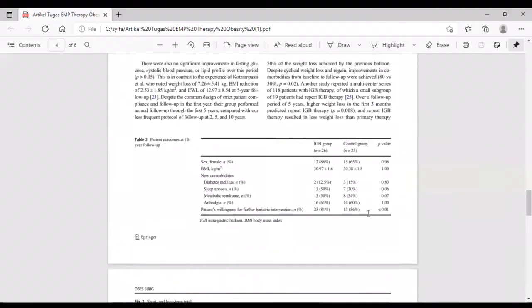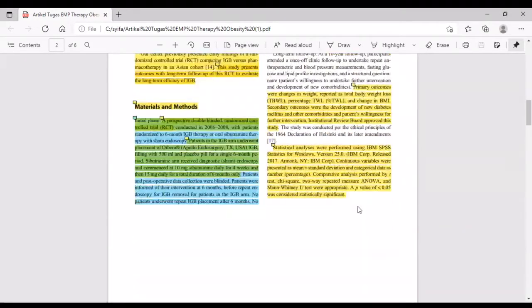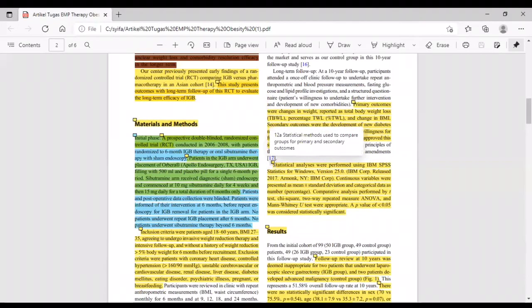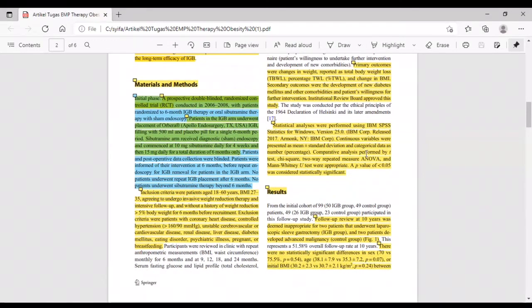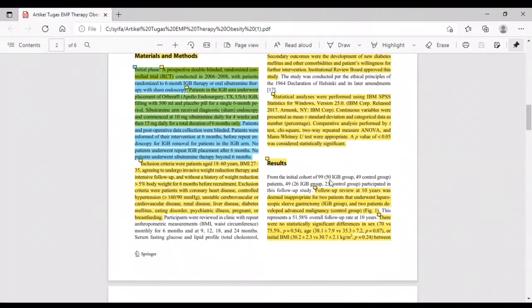Next is checklist number 12A. The point of 12A is methods for additional analysis such as subgroup analysis and adjusted analysis. The statistical analysis was performed using IBM SPSS Statistics for Windows version 25. Continuous variables were presented as mean, standard deviation, and categorical data as number, and comparative analysis performed by chi-square test, two-way repeated measures, and Mann-Whitney U-test where appropriate.